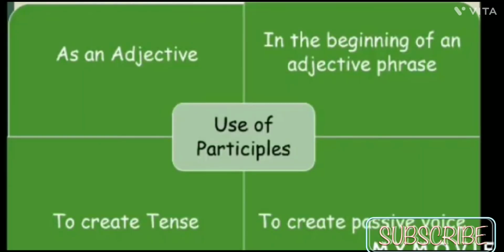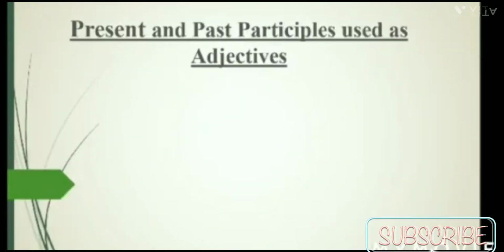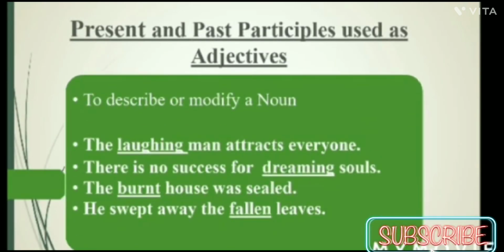We can see all the uses of participles separately. You can see adjective, the beginning of the adjective phrase, then to create tense or to create passive voices. For examples one by one. Present and past participle used as adjectives. Examples: a laughing man attracts everyone. Laughing is present participle modifying man, so it is an example of adjective. Next, there is no success for dreaming souls. Dreaming, present participle modifying souls, which is noun, so this is also adjective.